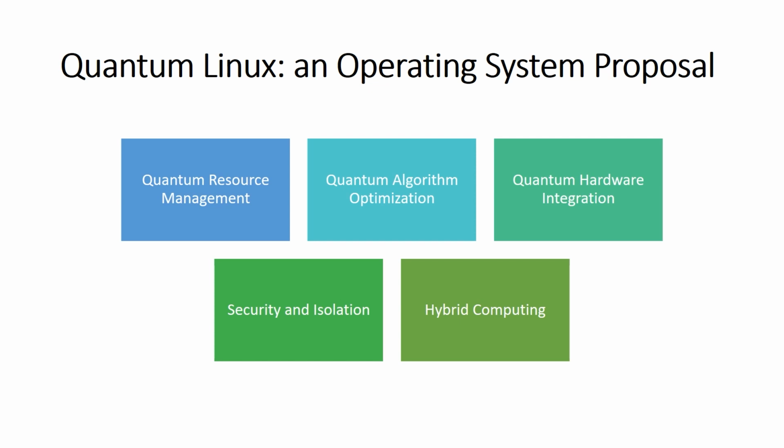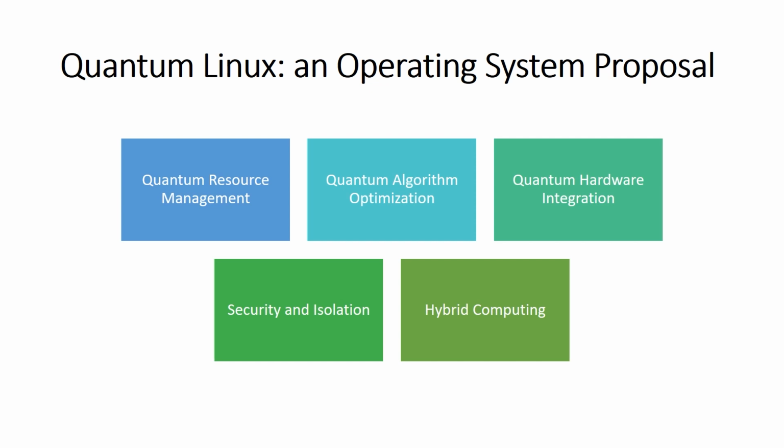And last but not the least, hybrid computing. Quantum Linux should embrace hybrid computing, where classical and quantum resources work in synergy. It needs to allow quantum tasks to be embedded within classical programs, enabling hybrid quantum classical algorithms. Quantum Linux also needs to provide a seamless interface between classical and quantum components, ensuring efficient data exchange and synchronization.